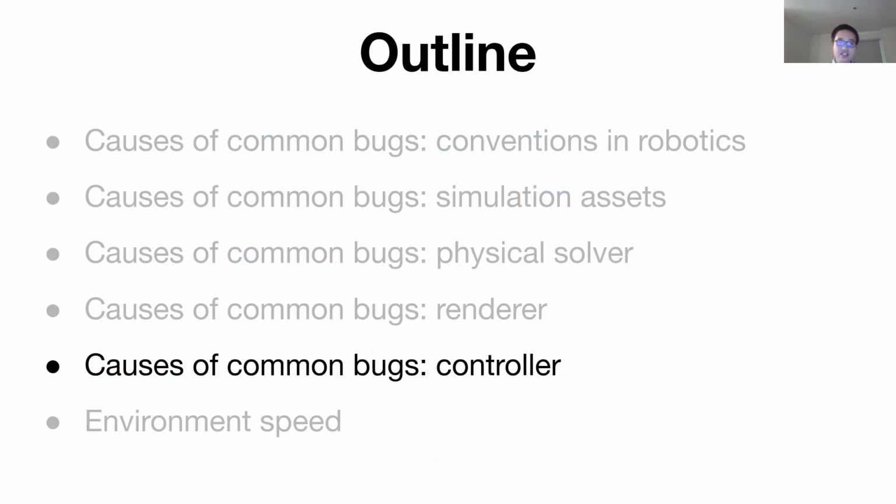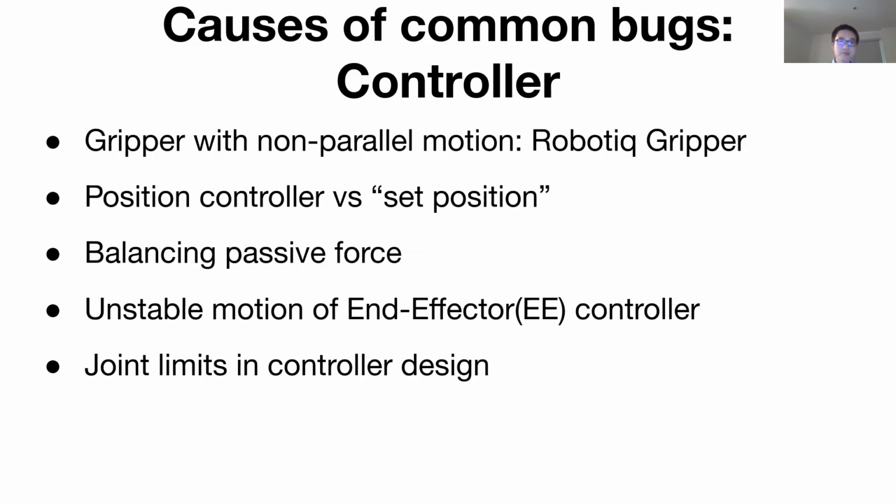Okay, the next thing I'm going to talk about are the bugs in controllers. And here I will have 5 topics. One is on the special grippers with non-parallel motion, and then about position controllers. Next, it's balancing passive force. And the next topic is end-effector controllers, some unstable motions in end-effector controllers. And finally, the joint limits in controller design.